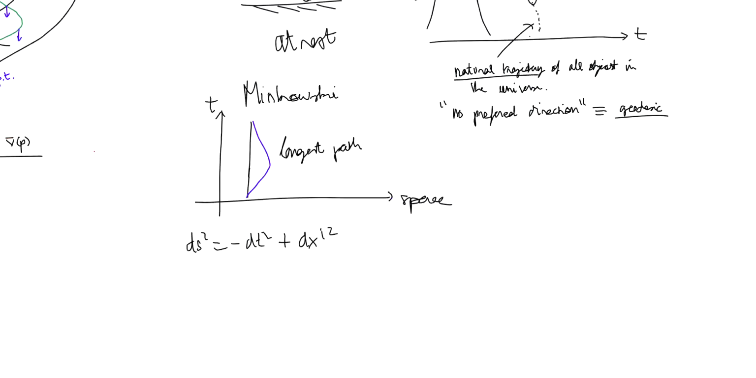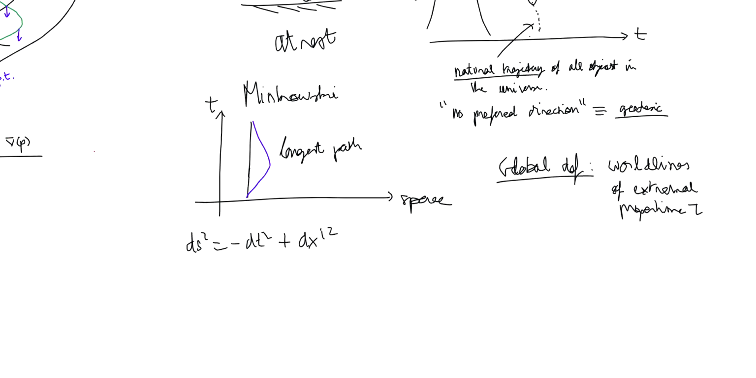So that's the global definition I talked about in the first video. Global definition of geodesic: world lines of extremal proper time tau. And this world line is the world line of my apple at rest, so free falling.